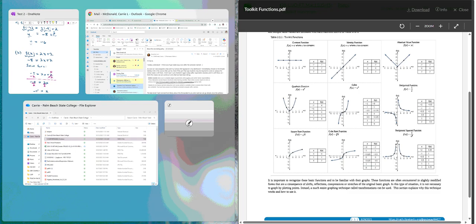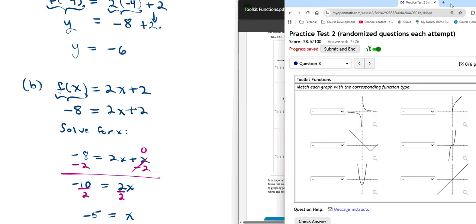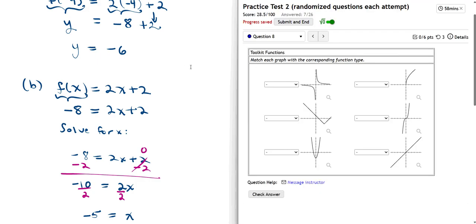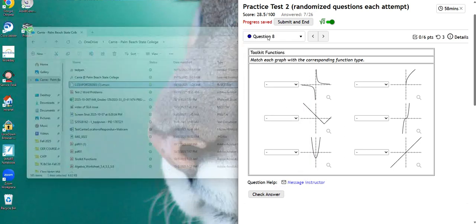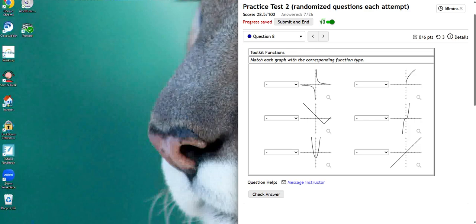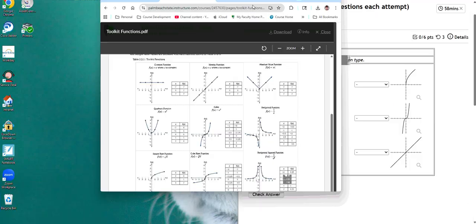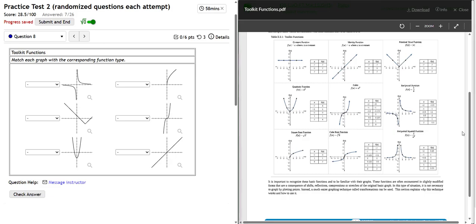Wait, why did that happen? Oh, I guess what we need to do is bring this out. And then over here, this isn't what I want at the moment. I want the other thing, this thing. Okay, so now I have my, you can see the different pictures there.